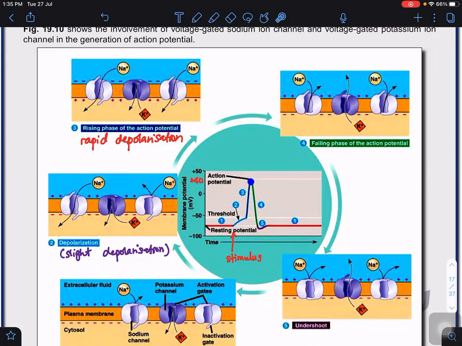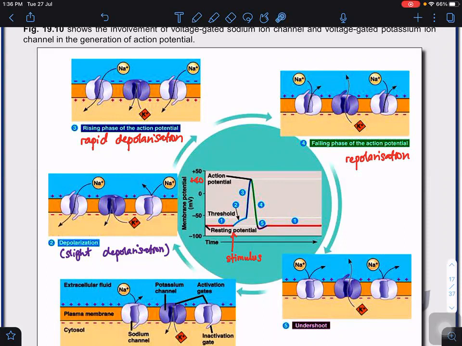So from +40 it drops all the way to -65. Can you see that? Why? Because we lose the positive ion, potassium ion, out. This phase is known as repolarization. Are you clear? So we write down this term as repolarization. We make the membrane turn back to -65 millivolts.